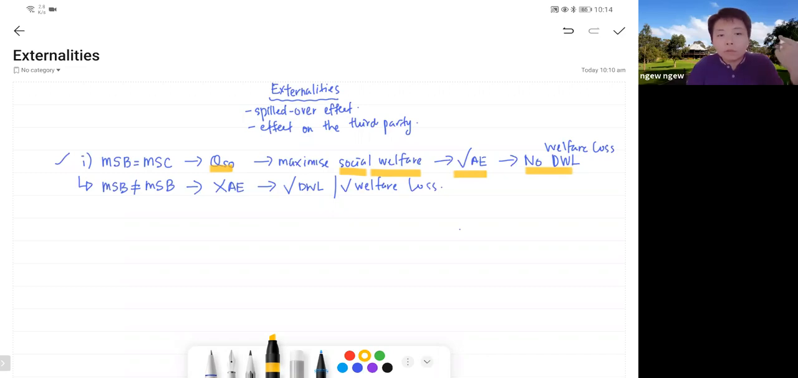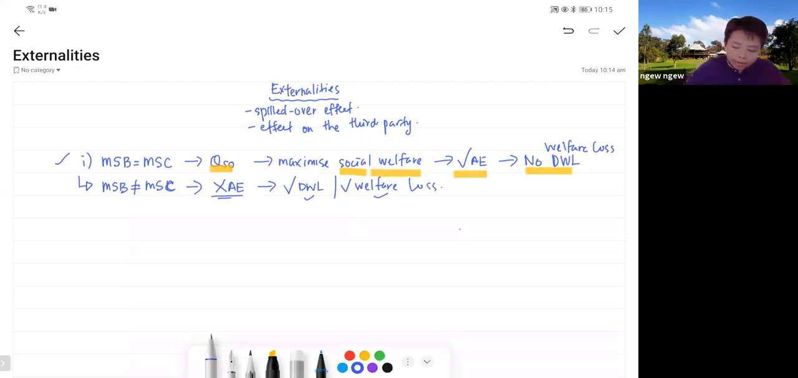Likewise, if you are producing at a level where MSC doesn't equal MSB, which means marginal cost is either higher or lower than marginal benefit, allocative efficiency is not achieved. When you are not producing at the right quantity, the right level of output, you will see welfare loss, there will be deadweight loss. This is the first point.